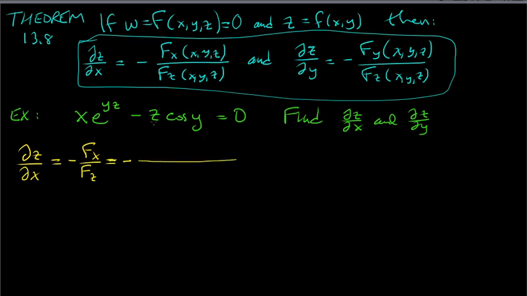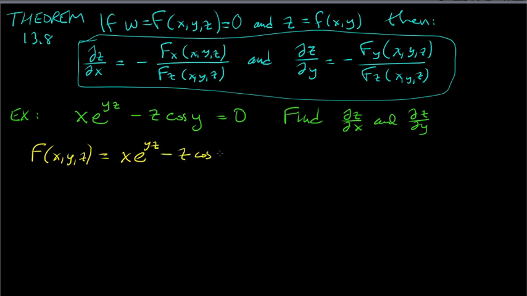So the partial of f with respect to x. Well, we didn't write down what f is, so maybe we should start with that. f of x, y, and z is equal to x e to the yz minus z cosine y. And that does equal 0, so we don't have that issue here. You can see we need all three partial derivatives. So before we write down the x and y partials of z, maybe we should just find the three partial derivatives of f, starting with partial of f with respect to x.